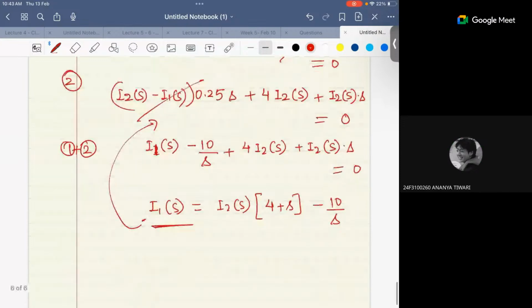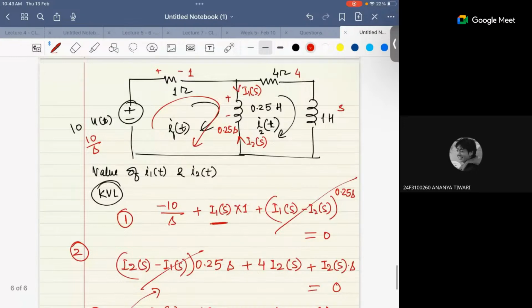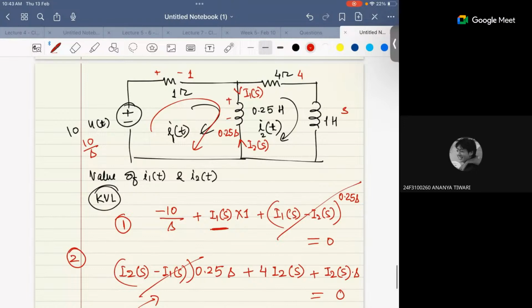Sir, if we find V at the node, then we can get I1 as V1 minus 10 by S, divided by 1. Okay, let's try it out.